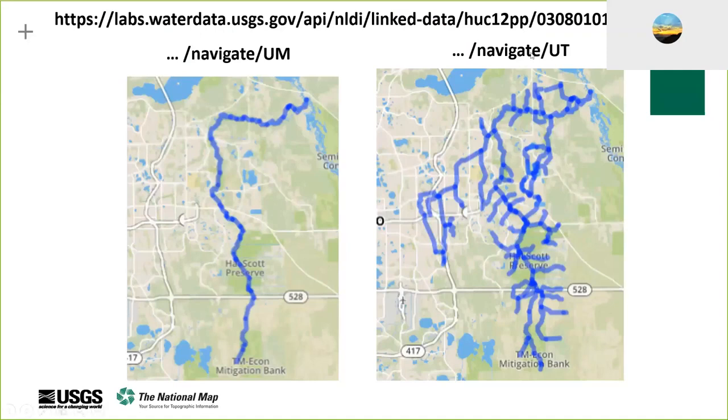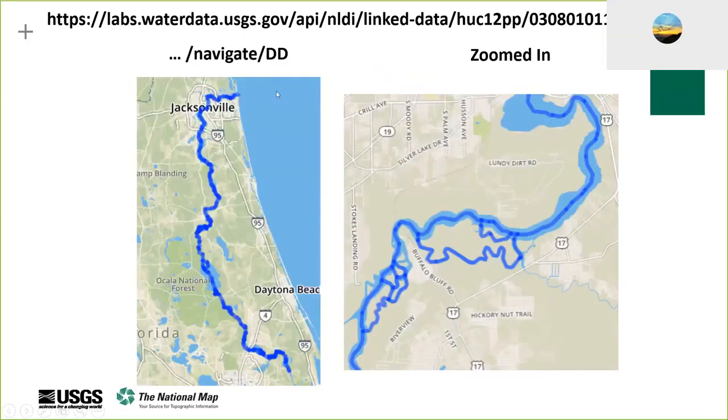You can do a navigate upstream with tributaries, and you get all of the flow lines upstream of it. You can also do a downstream with divergences. Here's that zoomed in. You can also do downstream main stem. All of these things work. It's a RESTful API. You can go to these services and execute these things directly if you want to. Again, this is based on that NHD Plus version 2. We hope to build this out based on NHD Plus high res in the near future.